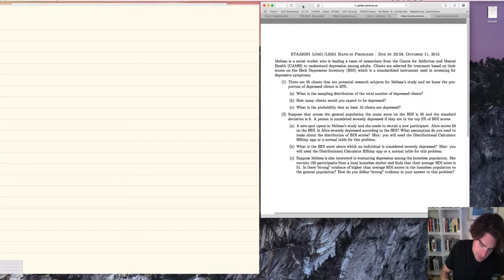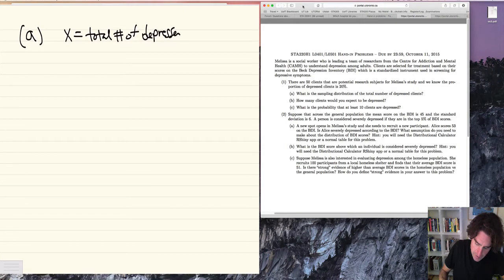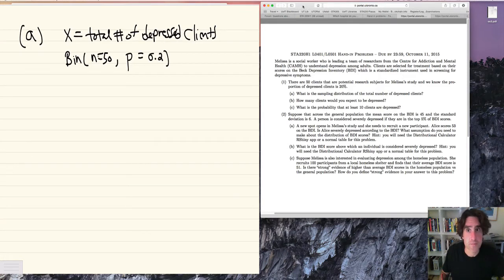Well, the total number of depressed clients, let X be the total number of depressed clients, and since a client can be either depressed or not depressed, and there's 50 clients, we know that that has a binomial distribution with n equal to 50 and p equal to 0.2.